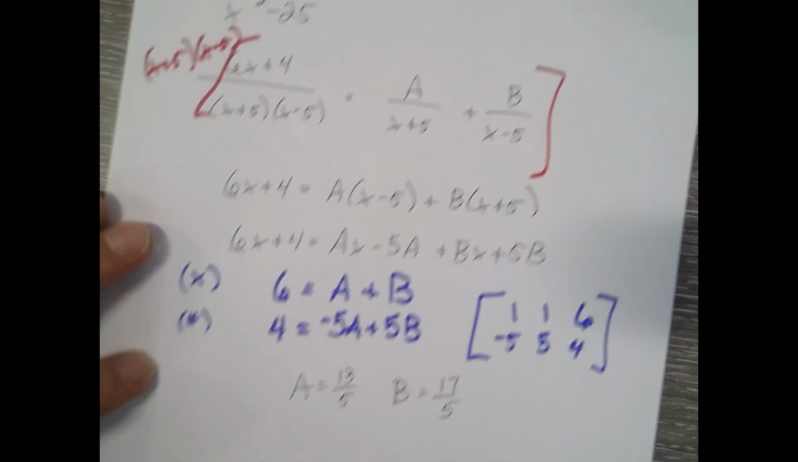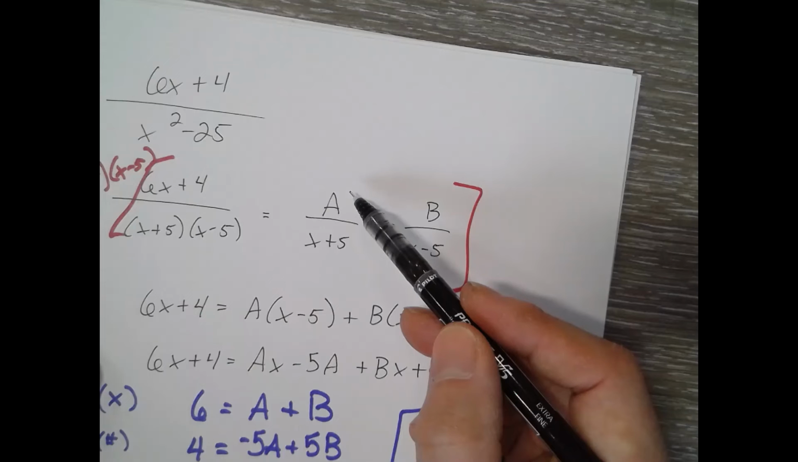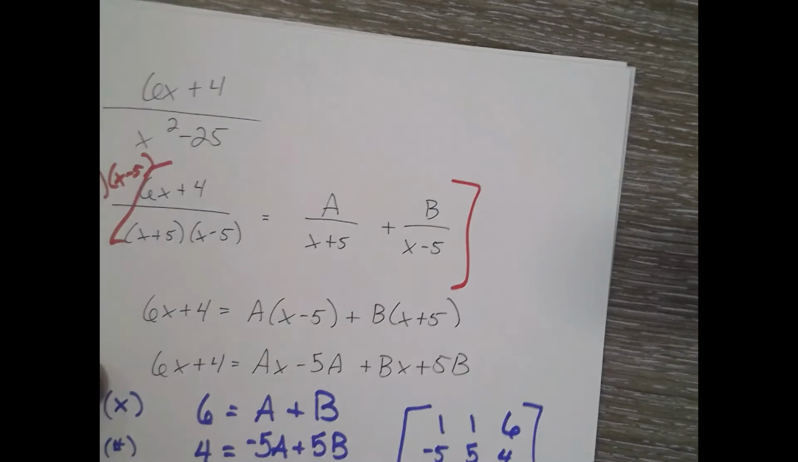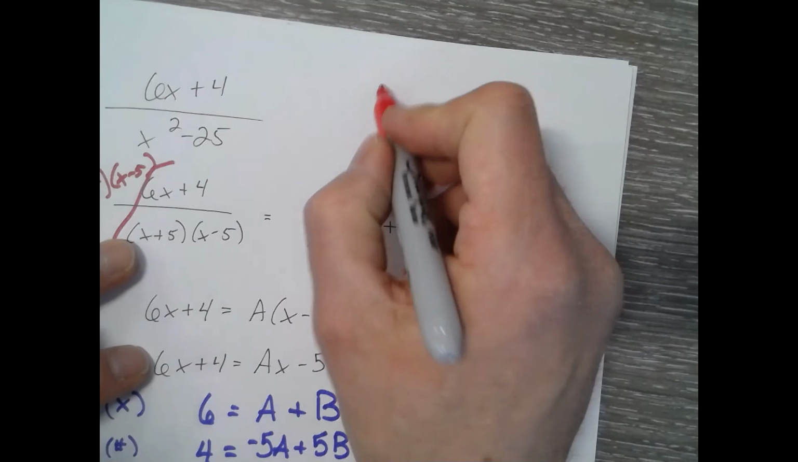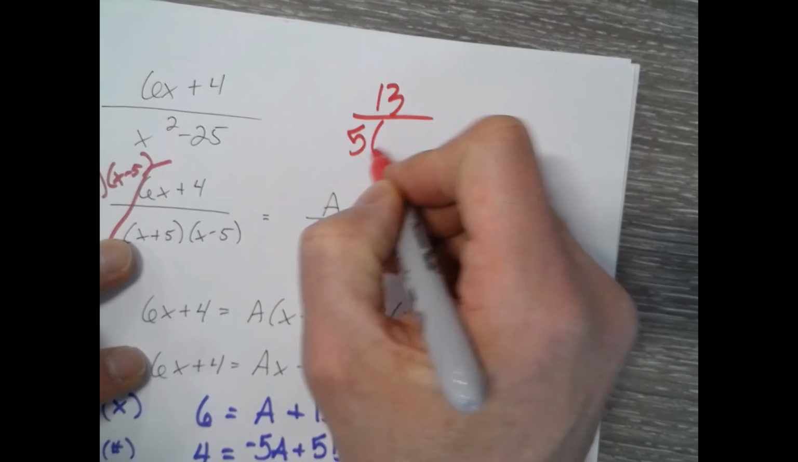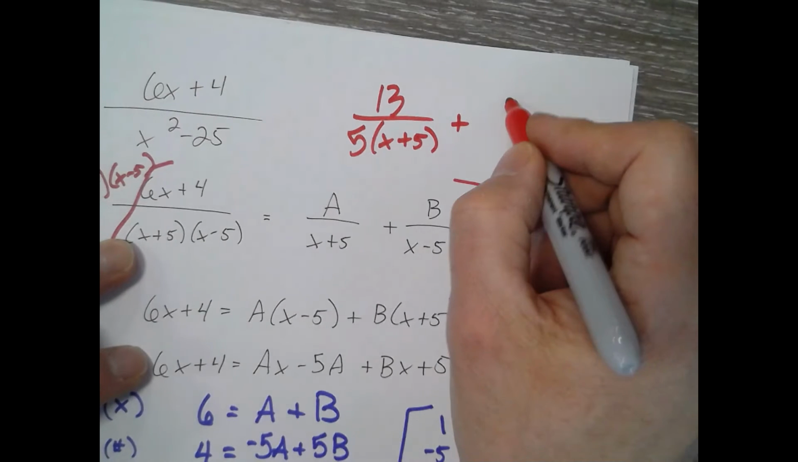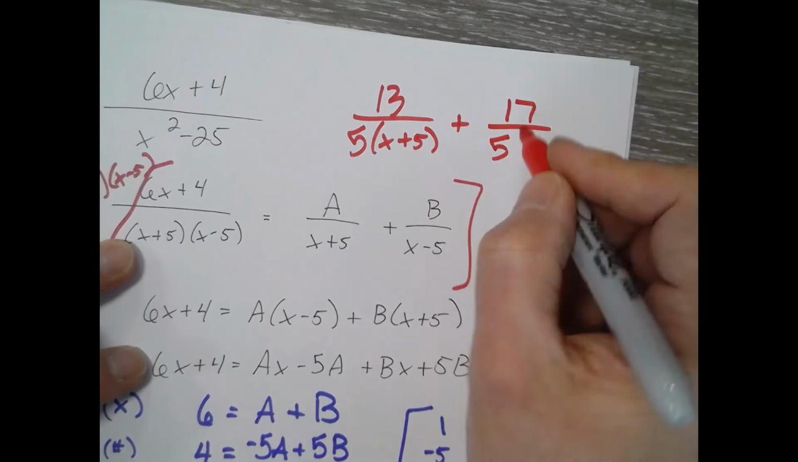So if we go back up here, I'll write my answer. If A is 13/5, I'm going to go 13 over 5 times x plus 5. And then B is 17/5, so I'm going to go 17/5, and I have an x minus 5 on the bottom.